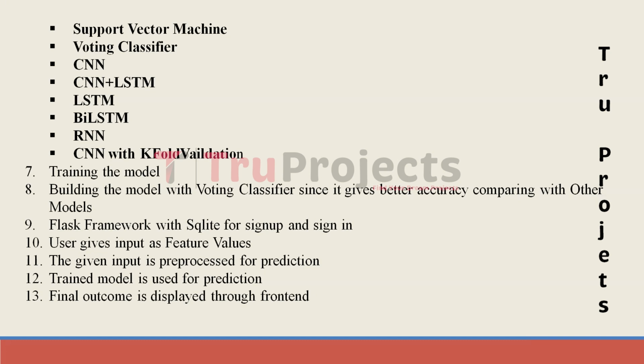Recurrent neural network, RNN, a neural network for sequential data modeling, models sequential data to provide insights into task failures as they unfold. CNN with K-fold validation combines CNN with K-fold cross-validation, ensures robust predictions and avoids overfitting, particularly valuable for spatial data analysis. And the seventh module is training the model.